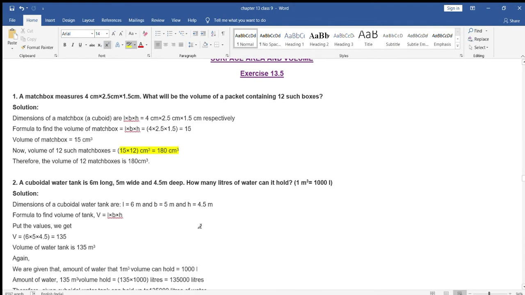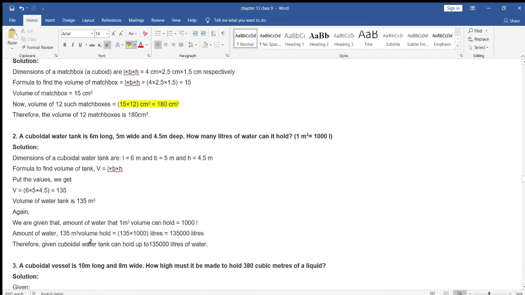Now our next question is regarding the cuboidal water tank. Dimensions given to us are 6, 5 and 4.5. Now the question is, how many liters of water can it hold? For finding that, first of all we will find the volume. The volume is L into B into H, this we know. After finding the volume of that cuboidal tank, we will convert that volume, which is in meters cube, into liters, because the question is how many liters of water it can hold.